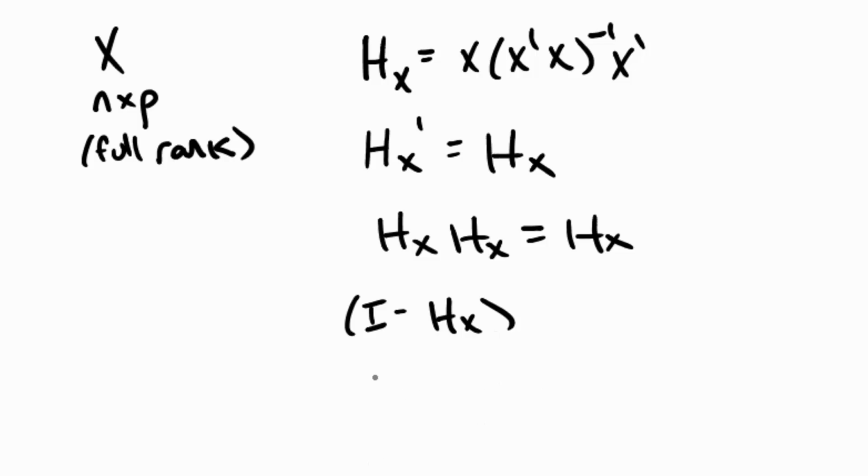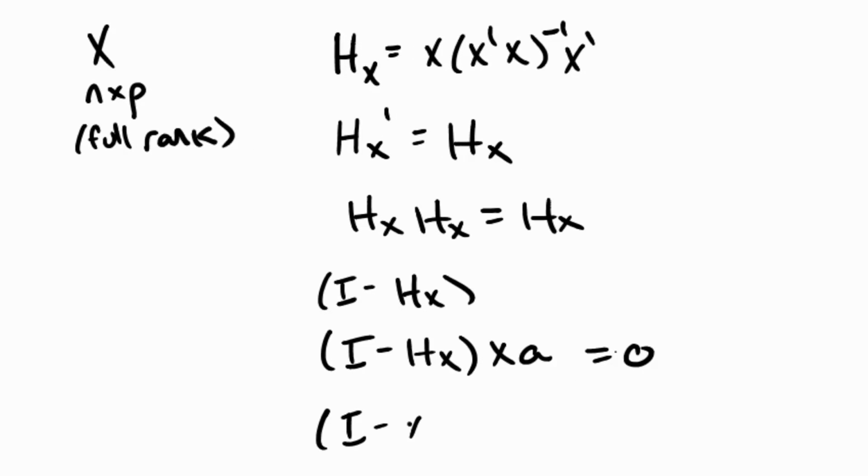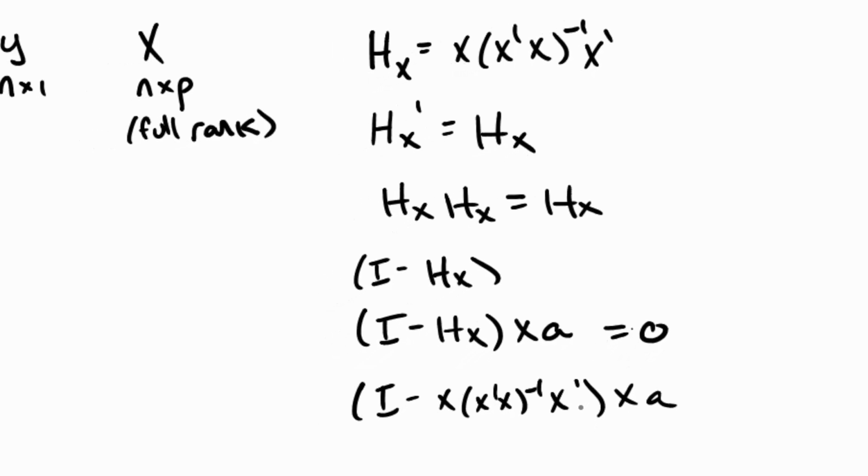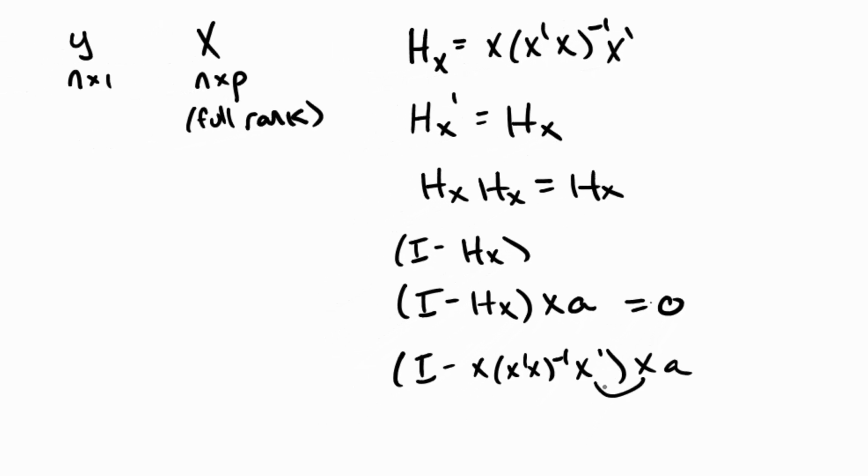Finally, notice that I minus H(X) times any linear combination of the columns of X, let's say X times a, is 0. It's easy to see that. You just take I minus X (X^T X)^{-1} X^T times X times a. If I multiply X^T by X, I get X^T X, but there I have an (X^T X)^{-1}, so that's just I. Then when I multiply this X times I, I just get X, so I get X minus X, which is 0. Okay, so we need those facts.